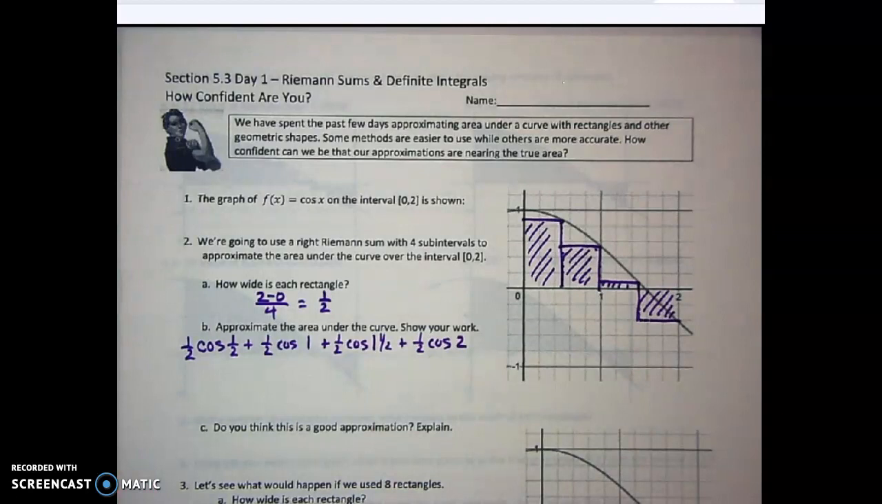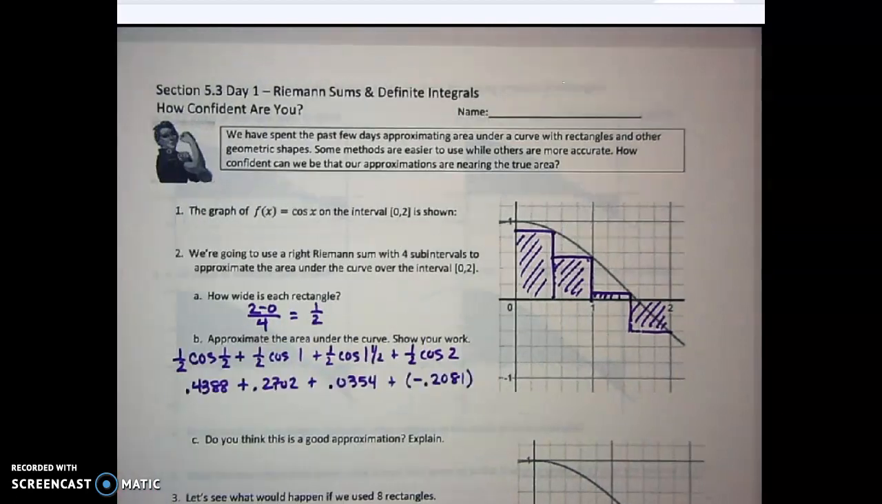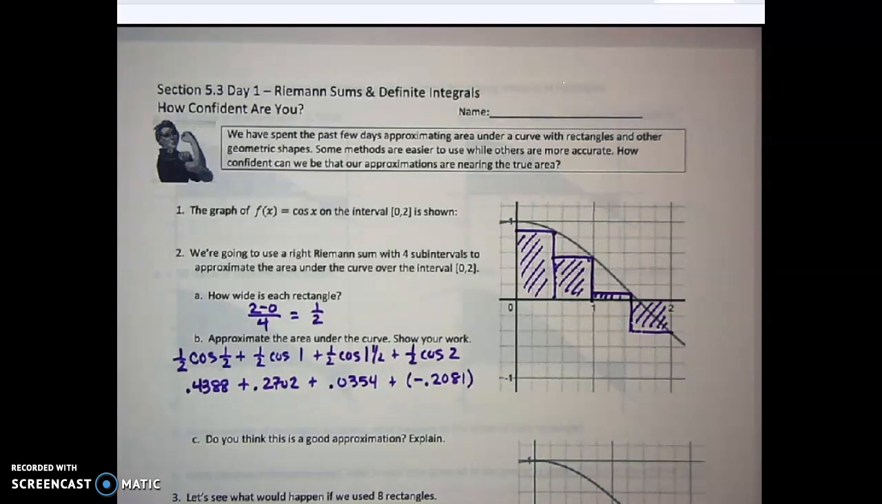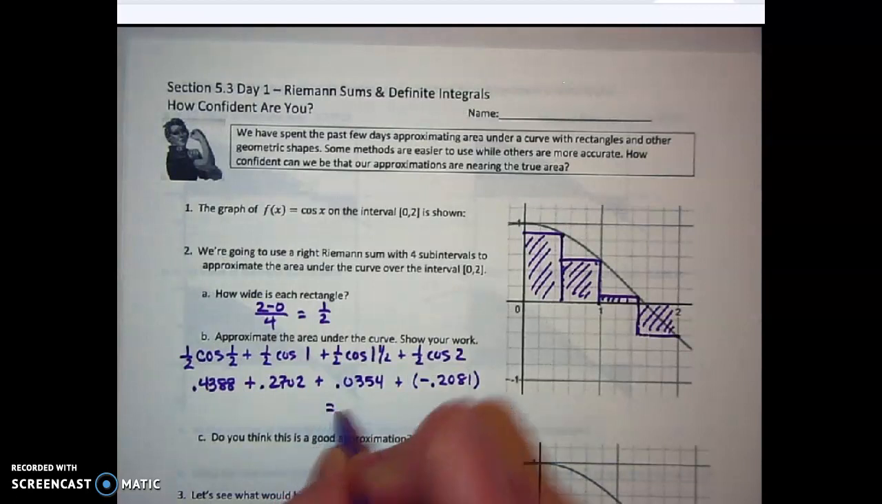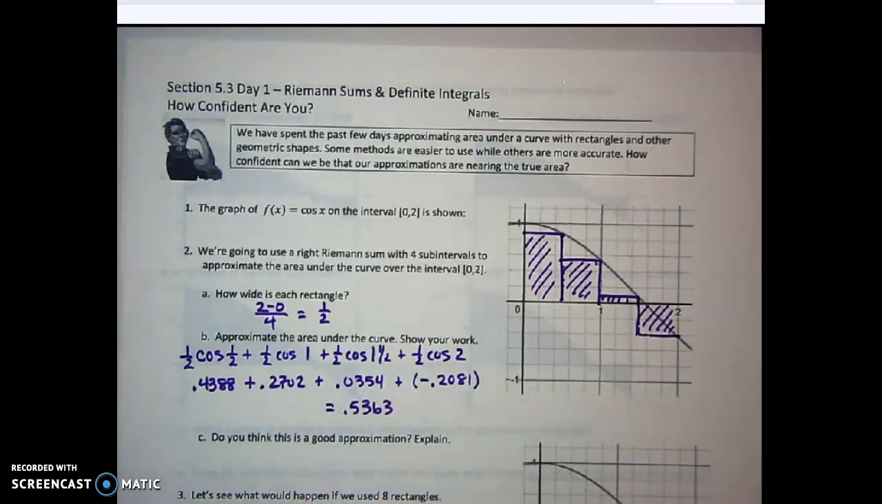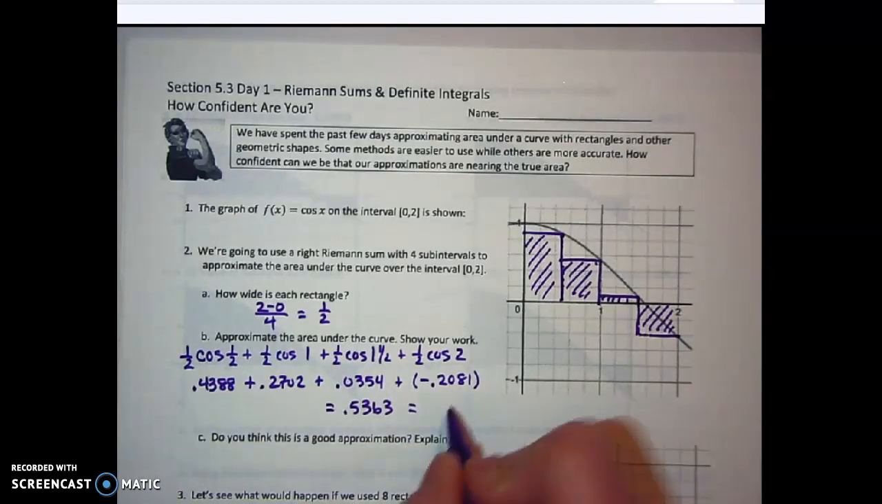Now let's figure out the value of each of those. Notice that this fourth rectangle has a negative area because it's below the x-axis. If we then add all these up, we get 0.5363 as our approximation.